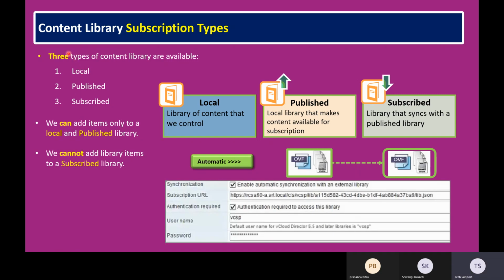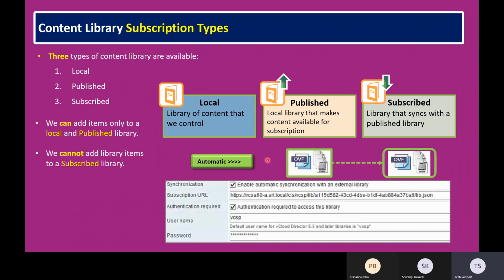Same points I highlighted here. Three types of content library are available: local, published, and subscribed. We can add items only to a local and published library. Library items means ISO, OVF, and also the templates. We cannot add them to the subscribed library, because the subscribed library can only pull the data from the published library. We cannot add items here. We can add items to both local and published.